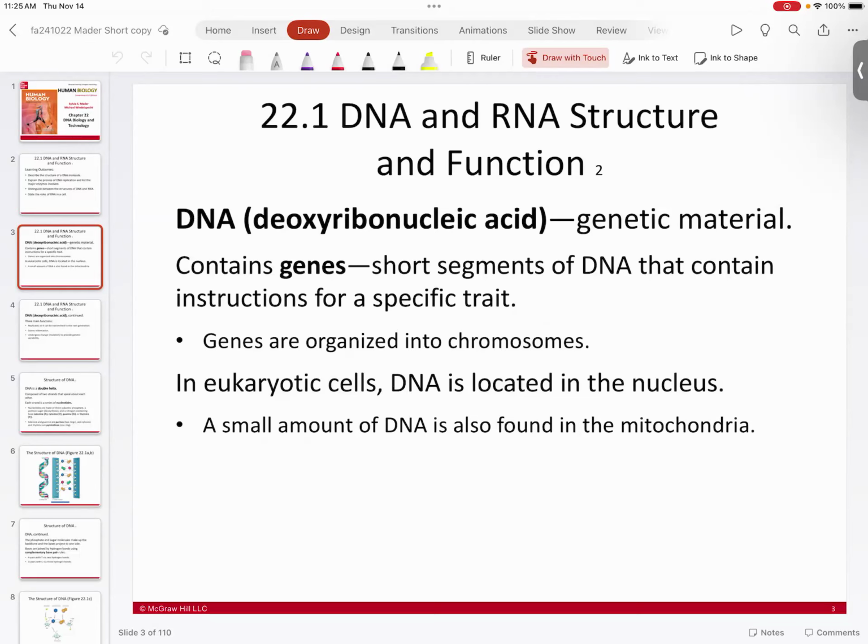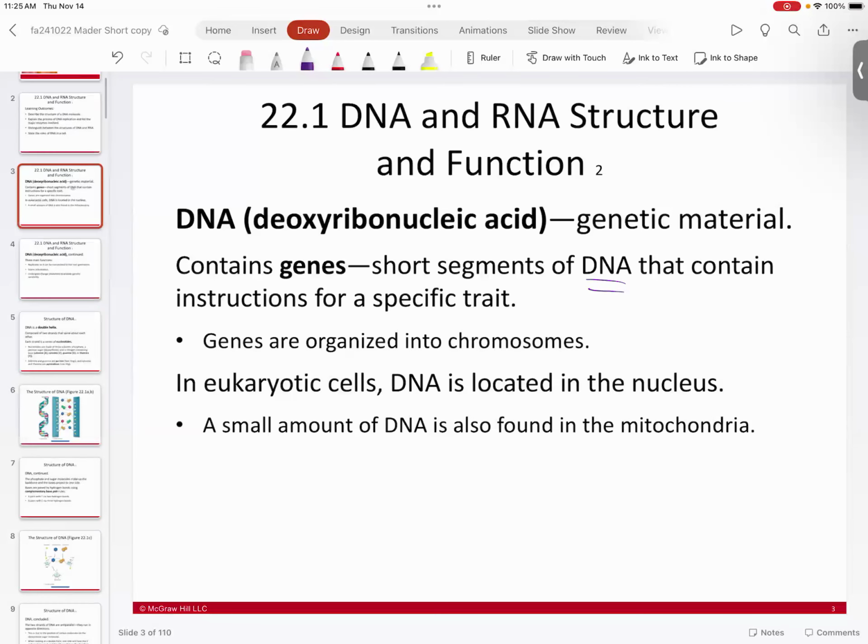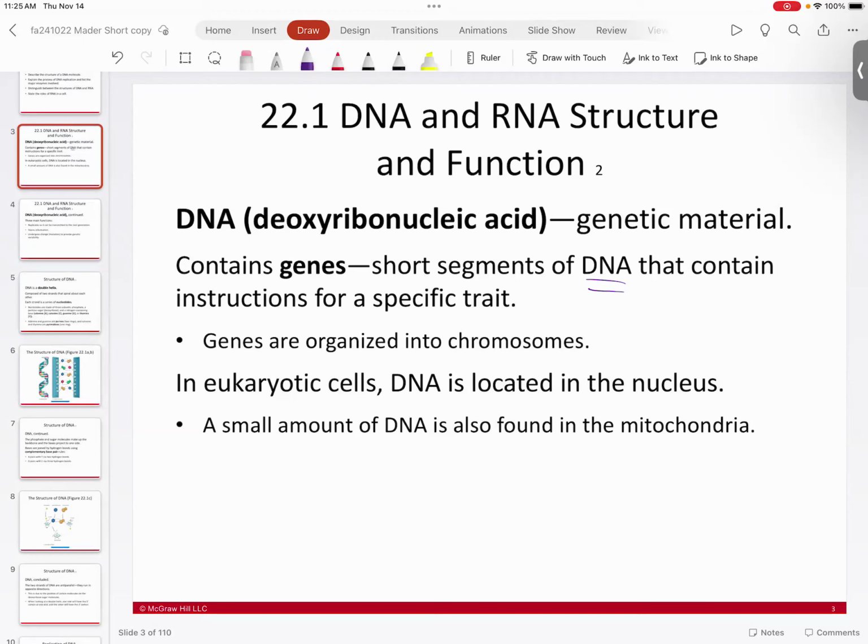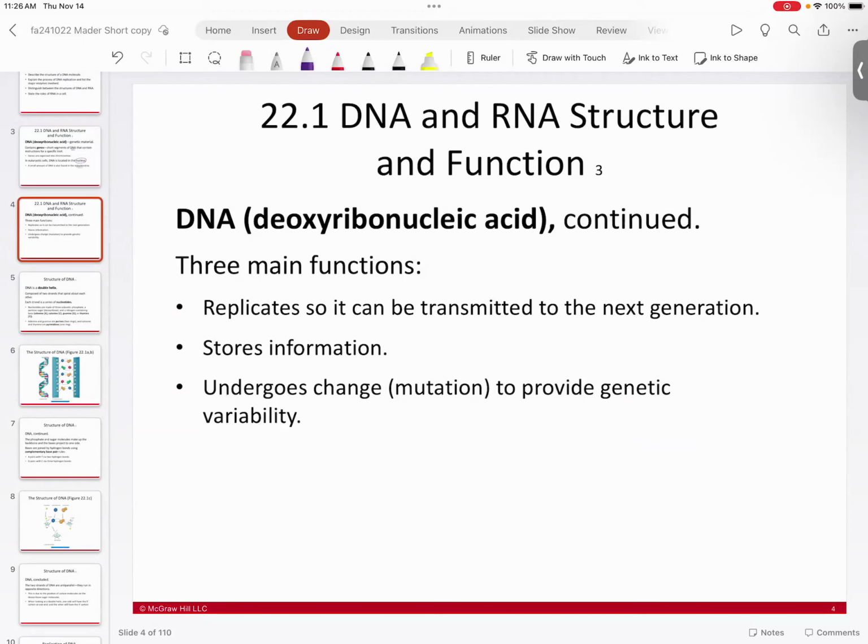Your DNA is organized into genes, which are basically short segments of DNA that have instructions for specific traits, and they're organized into chromosomes. All eukaryotic cells, living things, have DNA. In eukaryotic cells, that DNA is located in the nucleus itself. There's a little bit of DNA also found in the mitochondria, but most of our DNA is in our nucleus.